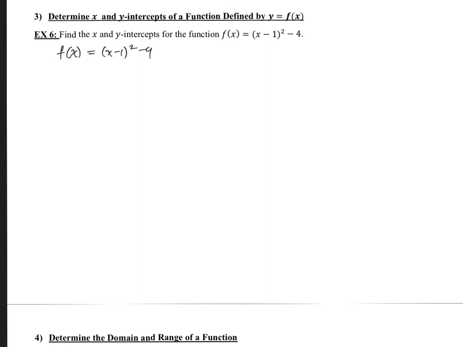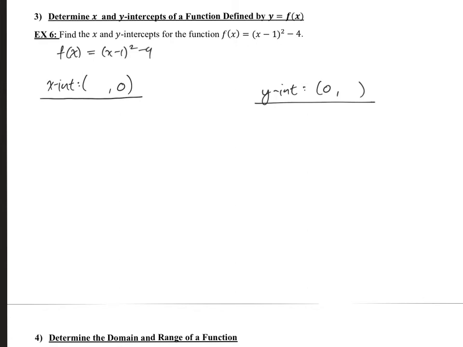Well, they called it f of x. I know it's a function. And we're told to find x and y-intercepts. So let me set up for that. For the x-intercepts, I know that y is going to be 0. And for the y-intercepts, I know that x is going to be 0. So I'll set it up for that, and then I'll go ahead to solve.